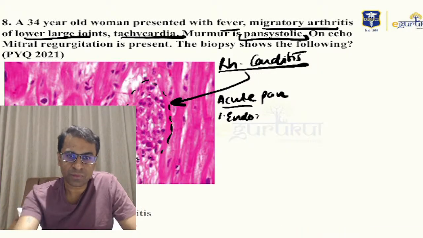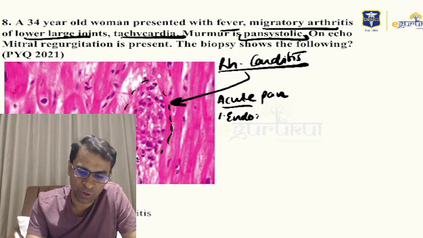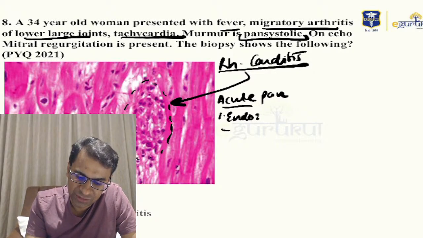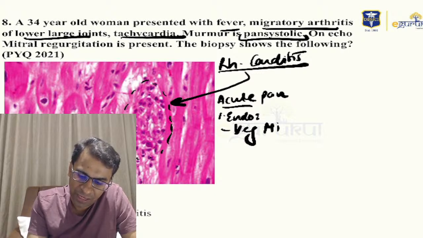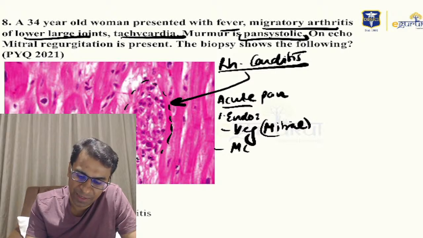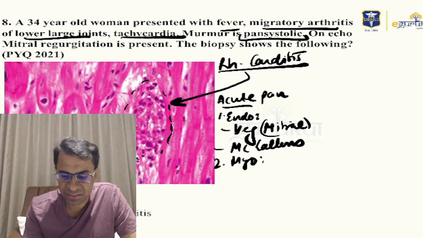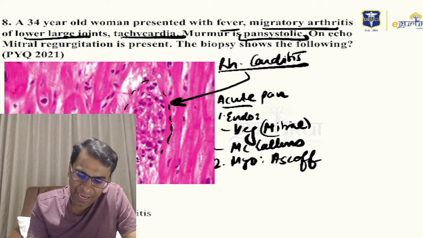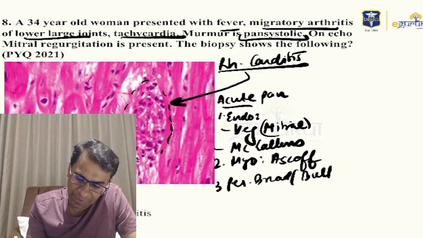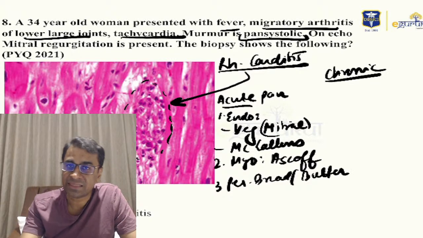Basically, if the question is on endocardium, then in a case of endocardium, it can be, number one, vegetations in the mitral valve, and there can be a thickened patch called MacCallum's patch. Okay, first revision. If the question is on myocarditis, in the myocardium it is Aschoff body. And if the question is on pericardium, it is bread and butter pericarditis.